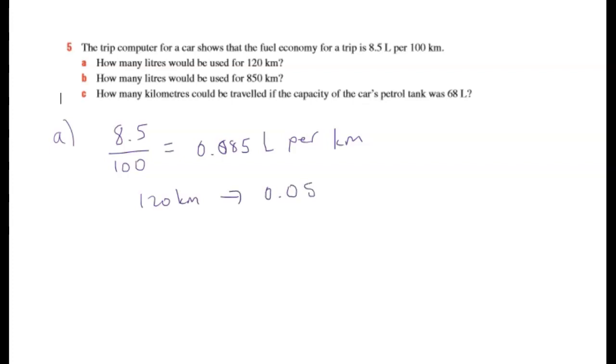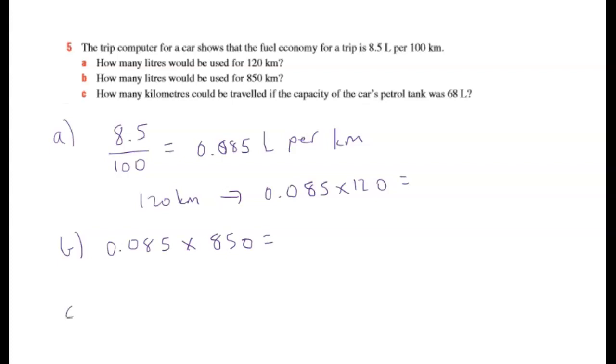kilometres, oops, just give me a sec, I did that around the wrong way. Sorry, 8.5 divided by 100 will give you 0.085. So it's 8.5 litres per 100, so it's 0.085 litres per 1 kilometre. So if we've got 120, that's going to be equal to 0.085 times 120. And I'm going to have to do that on my calculator, and I'll do that in a second because I might just do B. Same thing, but we've already worked out what it is per kilometre. So we're just multiplying that by 850.